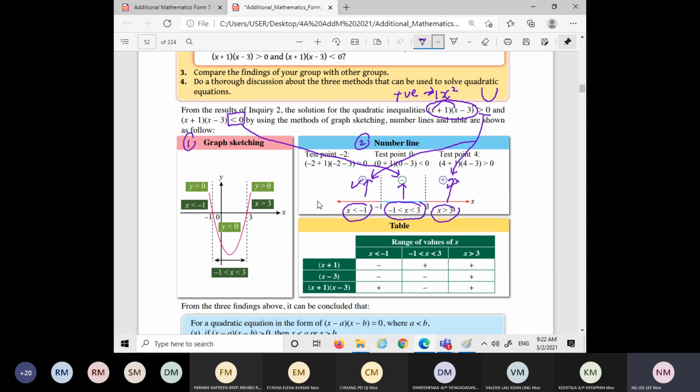So you can see the answer is the same as if you use the graph sketching method. The answer would be the same. So now we come to the third method. We call it the table method.